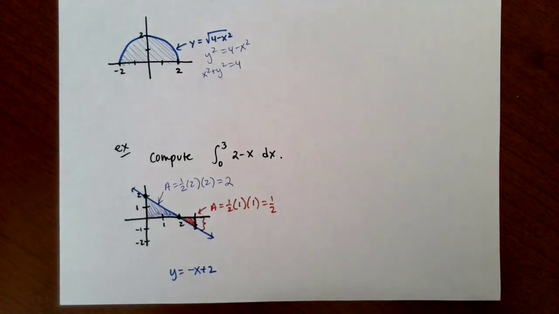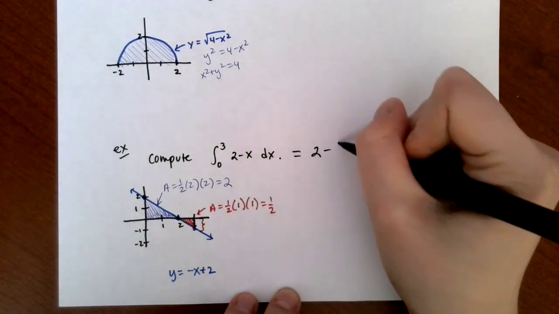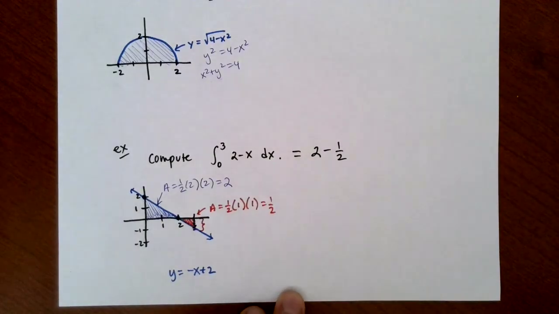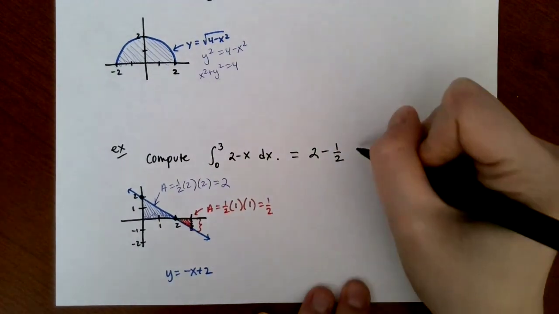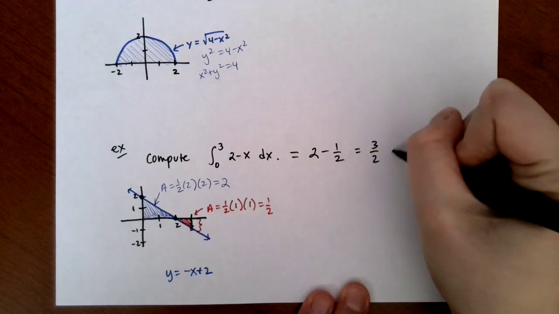All right, so then for our total, we're going to have 2, and then the -1/2 comes in for the area below. So we get 3/2.